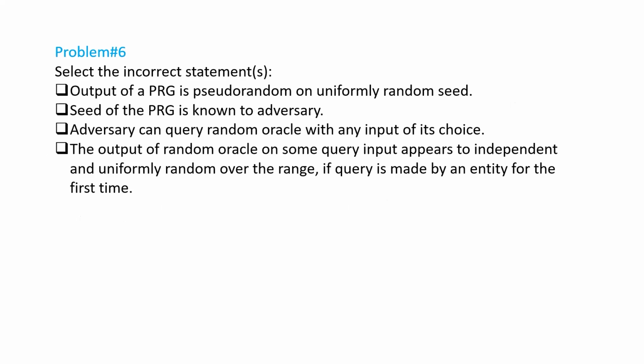Select the incorrect statements. Output of a PRG is pseudo-random on uniformly random seed. Seed of a PRG is known to adversary. Adversary can query random oracle with any input of its choice. The output of random oracle on some query input appears to be independent and uniformly random over the range if query is made by an entity for the first time.